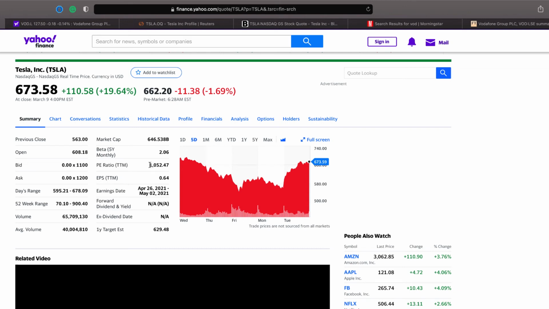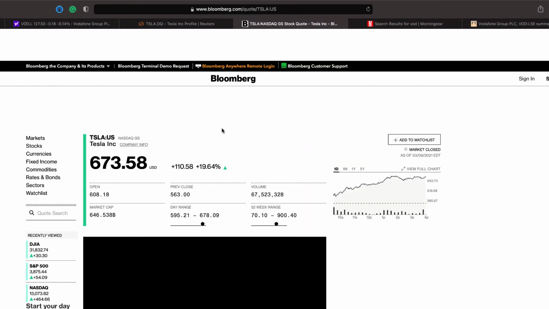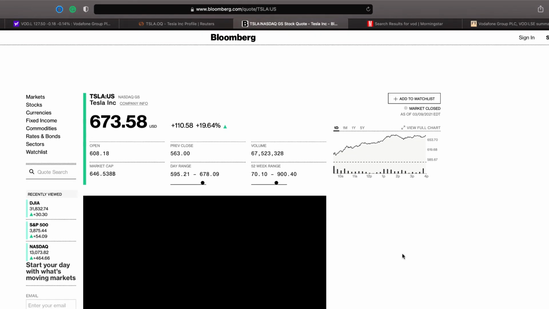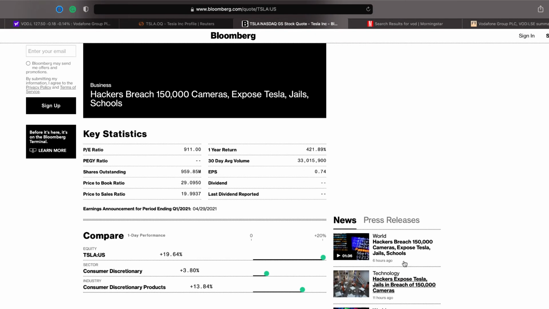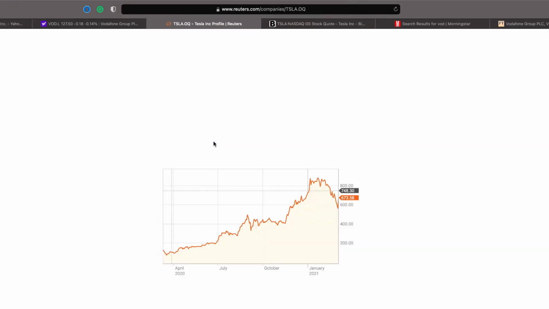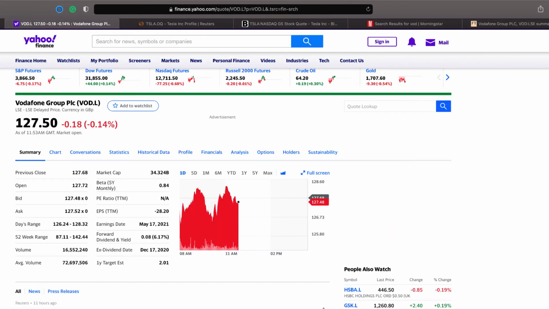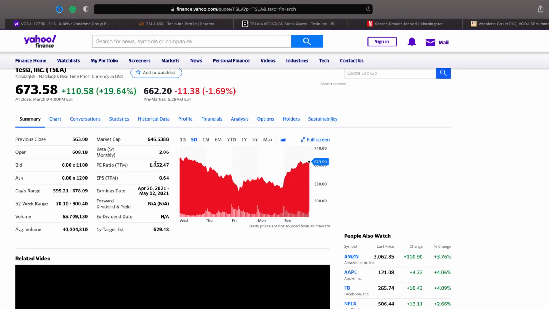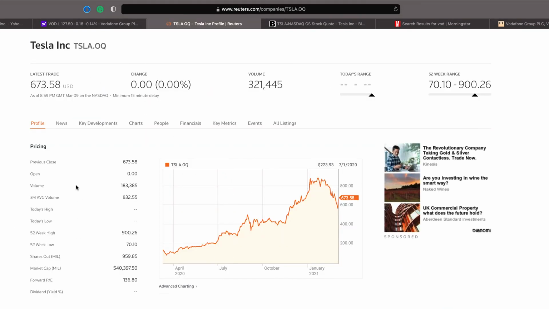Now, is that the definitive price to earnings ratio? Well, let's have a look. So according to Bloomberg, let's get the price to earnings ratio. Of course, it's not easily available. Whoops, EPS is here. Price to sales, price to earnings ratio, 911. Okay, so they've got 911, and where are we? Yahoo Finance is 1052.47. Let's have a look at Reuters, price to earnings, forward PE.